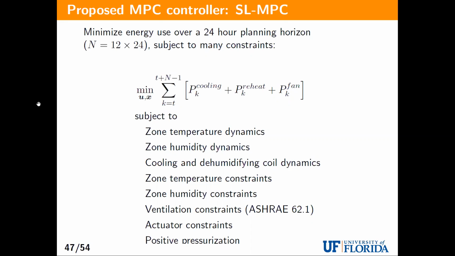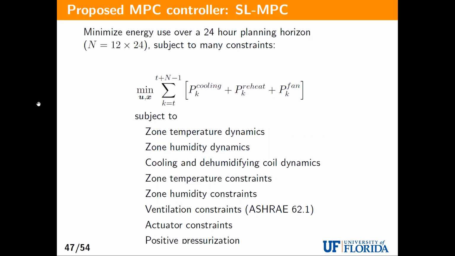The cost function you're trying to minimize is really simple. It's just the total energy use by the building. Of course, you can add demand charges and all sorts of other things, but we haven't done that yet. And it is subject to all these constraints: zone temperature dynamics, which I showed earlier, humidity dynamics, which I did not show, which is a first order differential equation, and cooling and dehumidification coil dynamics, which I showed earlier with these complicated curves.